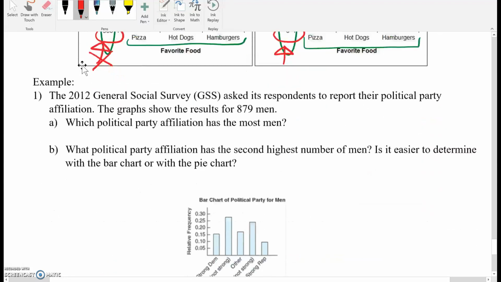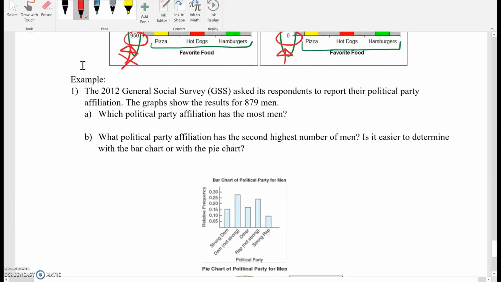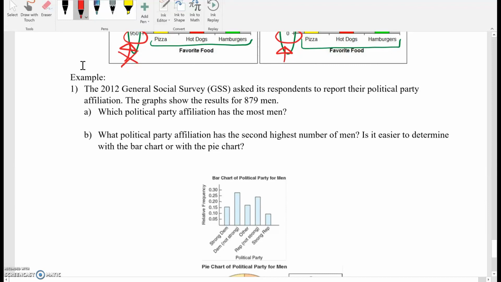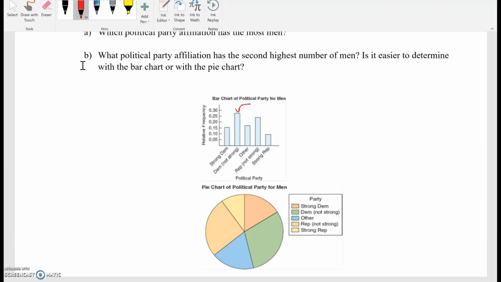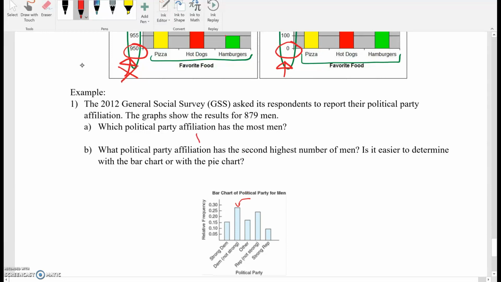Okay, so here's my question. The 2012 General Social Survey asked its respondents to report their political party affiliation. The graph shows the results for 879 men. Which political party affiliation has the most men? Okay, so if you look here, you have two different graphs. With the bar graph, you can see that it's very clear which one has the most men. The most men is the one with the highest bar, which in this case is this one. This one's Democratic, not strong. Okay, so this is going to be Dem, not strong.